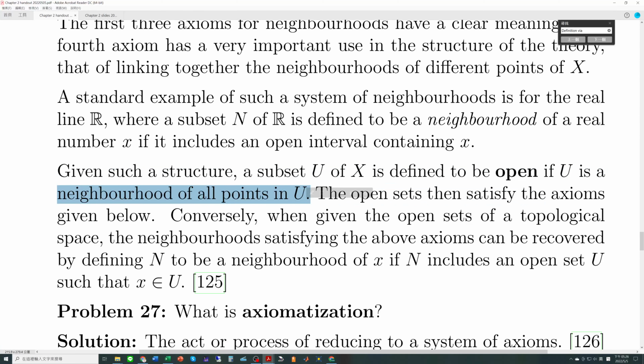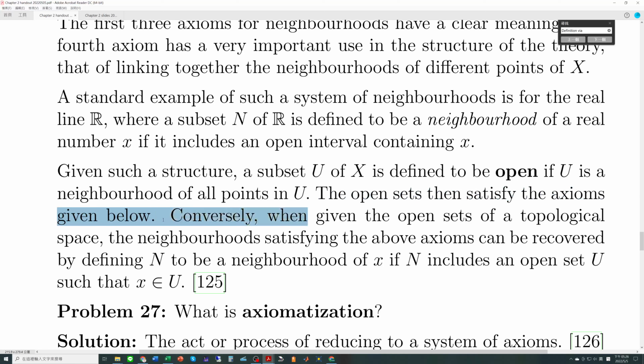So we have defined what an open set is earlier, using the open ball. Do you remember? If you forget, please review the open set and search open set in this handout. Now we use the concept of neighborhood to define what an open set is. The open sets then satisfy the axioms given below.